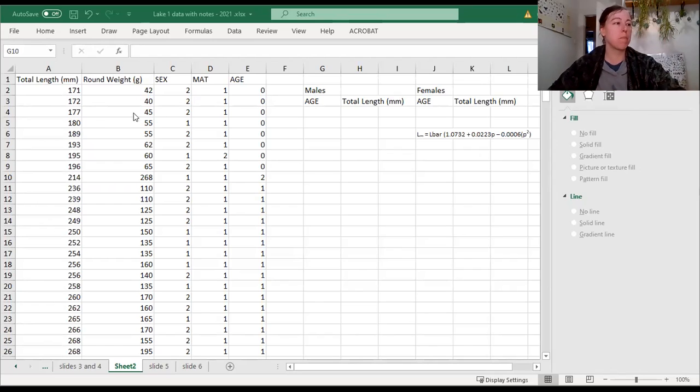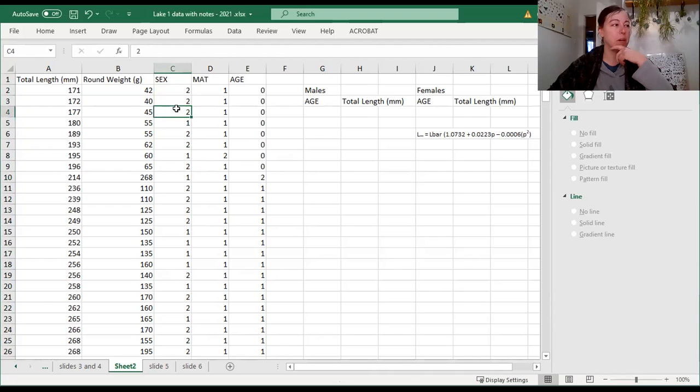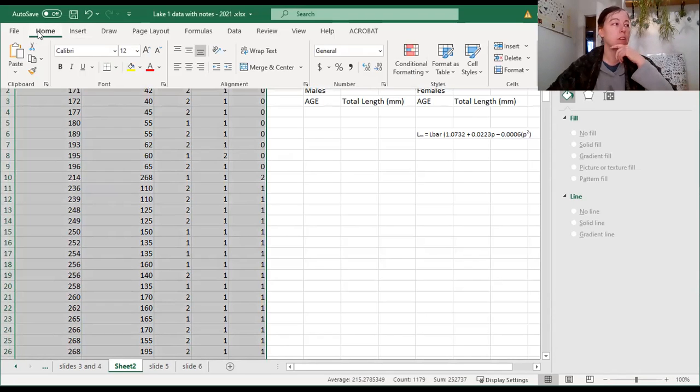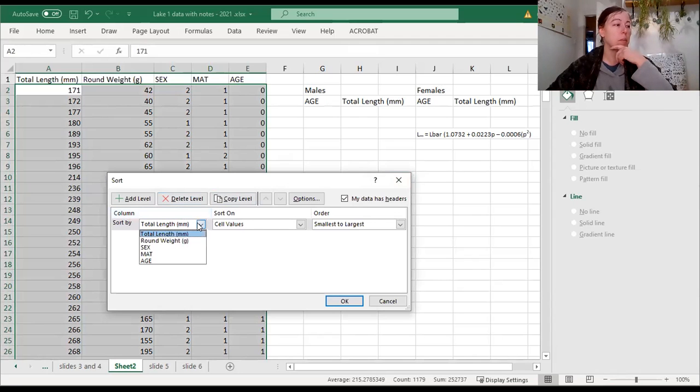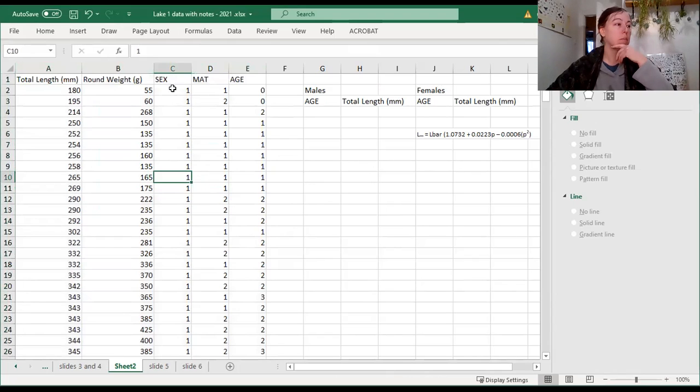The first thing I want to do is grab all the age and length data for males versus females. To do that, we have sex organized where one is male and two is female. We're going to take all of those and, under Home, Sort and Filter, do a custom sort, and sort by sex, smallest to largest, so we'll put males at the top. So now we have all of the males right here.